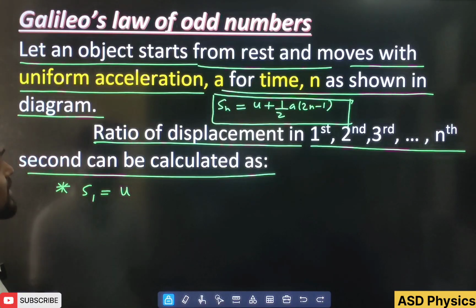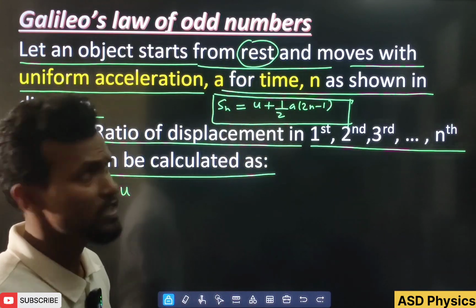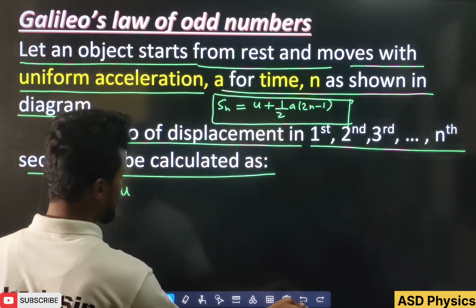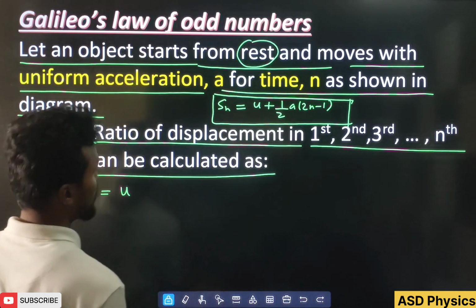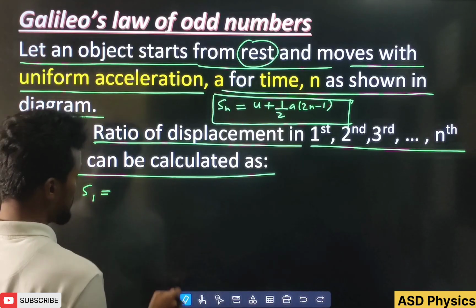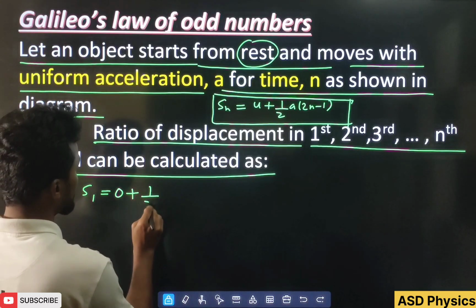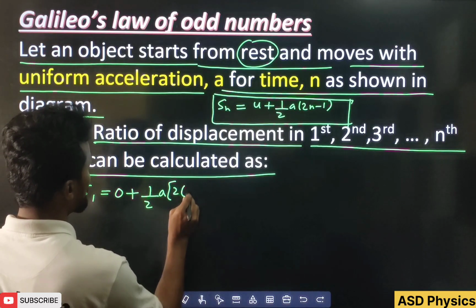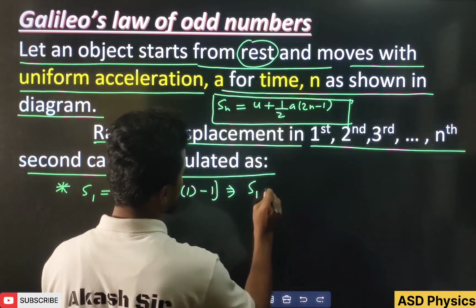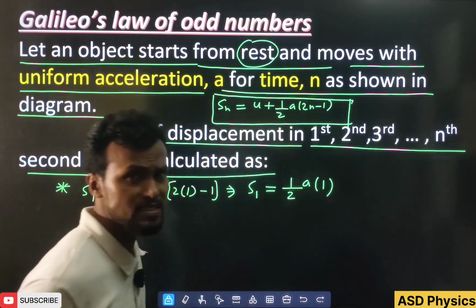Now, starting from rest means u is 0. If I write it for the first second, n will be 1 and u will be 0. So we can write 0 + (1/2)a(2 × 1 − 1). That means S1 will be (1/2)a × 1.